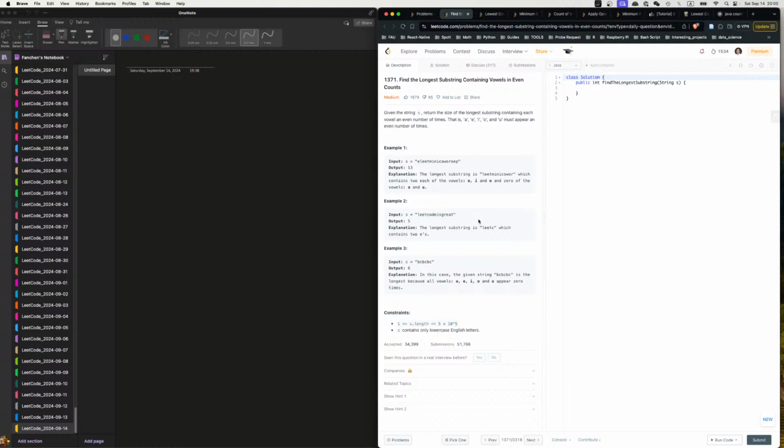Find the longest substring containing vowels in even. Who even came up with these problems? Given a string, return the size of the longest substring containing each vowel an even number of times. That is, A, E, I, O, U must appear an even number of times in a substring.